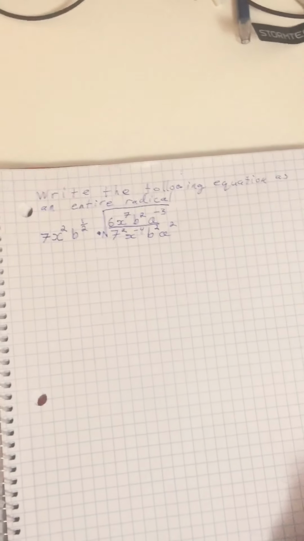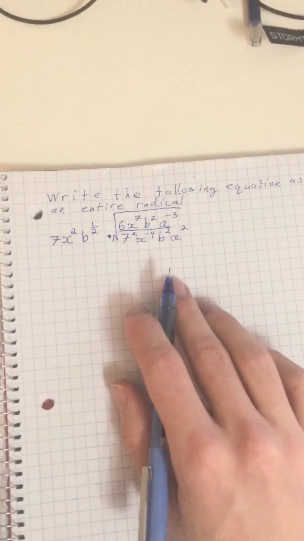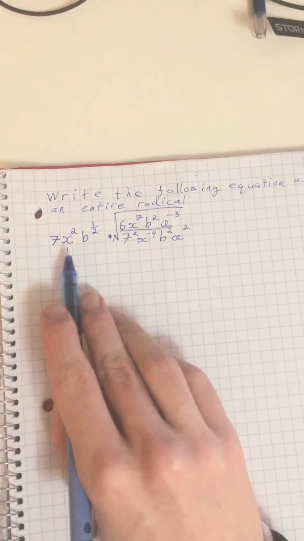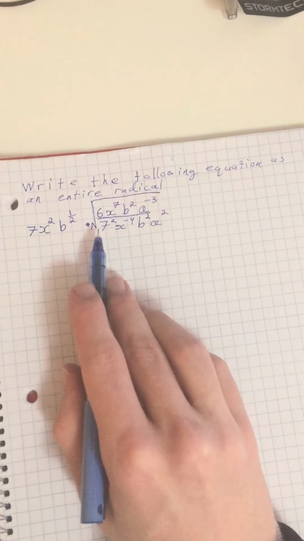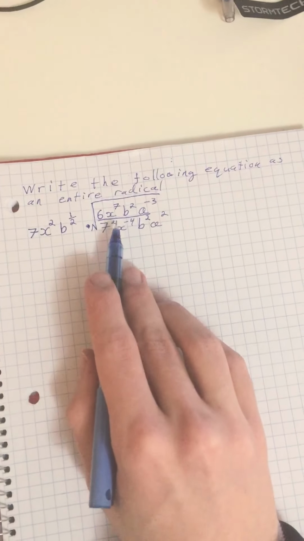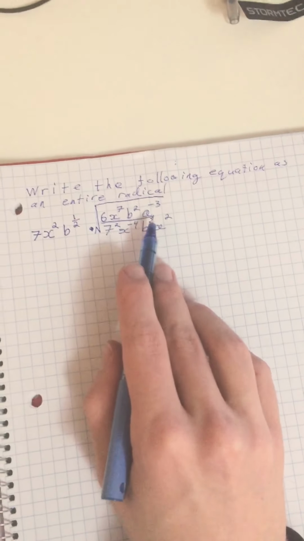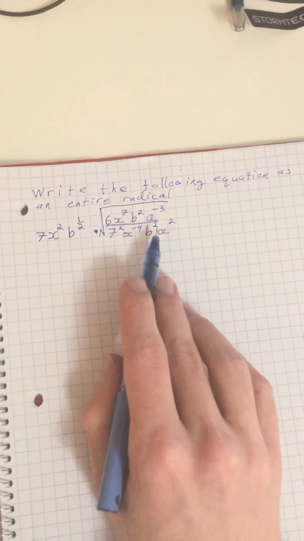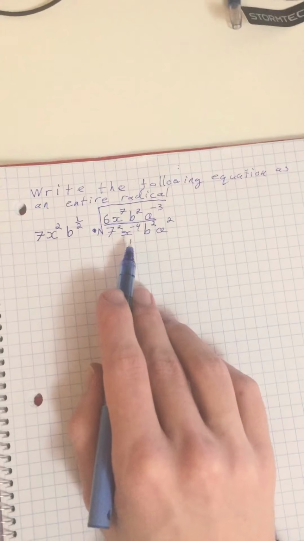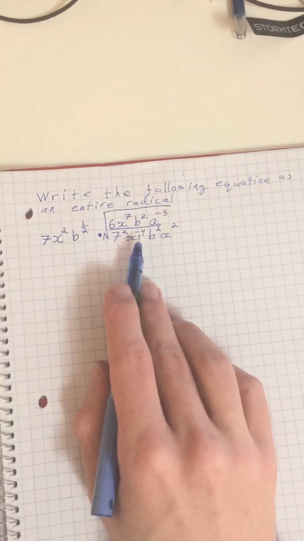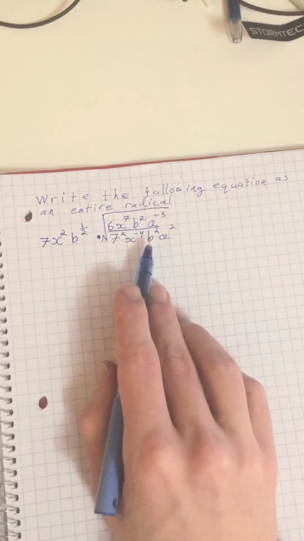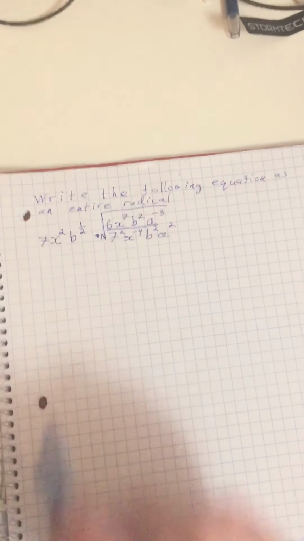Today the question we will be attempting to solve is this equation here. 7x squared b to the 1/2 times the square root of 6x to the 7 b squared a to the negative 3 over 7 squared x to the negative 4th power b to the 2 times a to the 2.